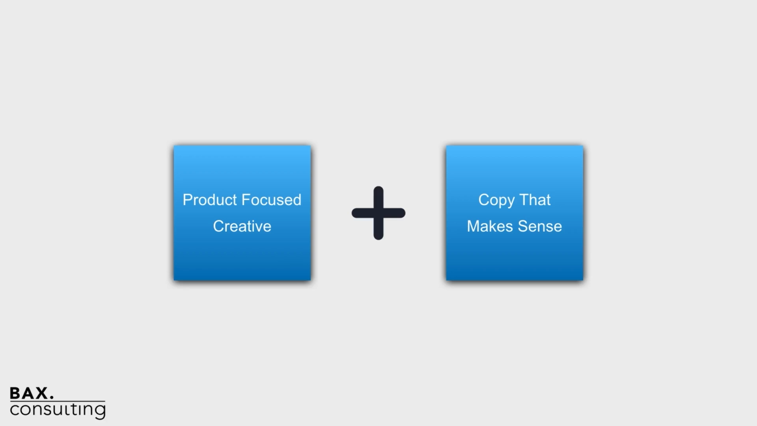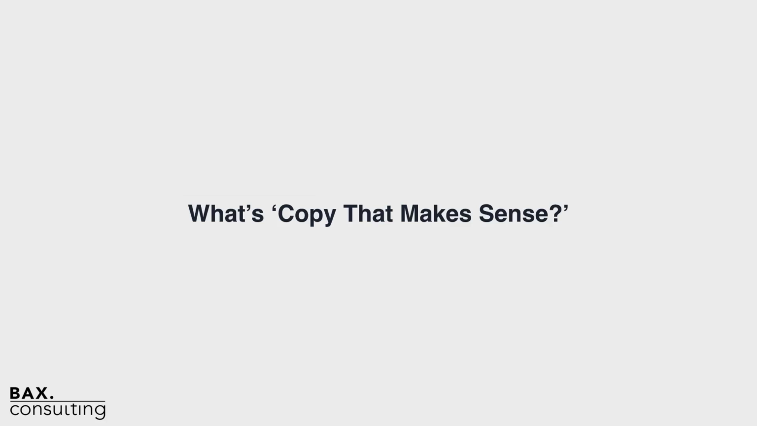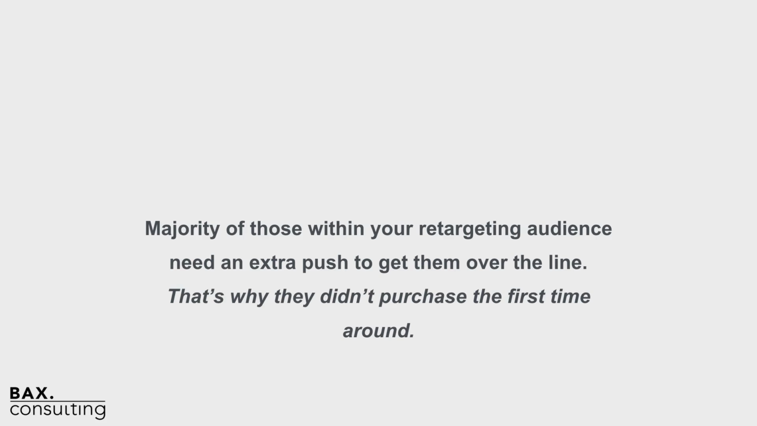Then also you want to leverage copy that makes sense. Now, I'm probably sure you're asking yourself right now, what does copy that makes sense mean? Well, the majority of those within your retargeting audience need an extra push to get them over the line. That's why they didn't purchase the first time around. So if you now go ahead and attack them again with the exact same sales processes you hit them up with the first time around, they're just not going to purchase again, because there was something about that first time around that just didn't hit with them, which is why they didn't buy.